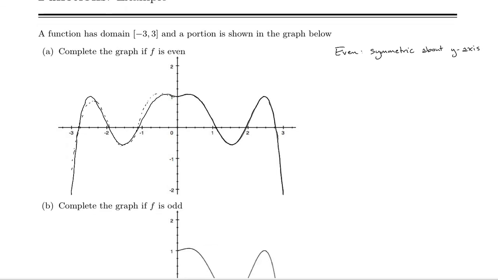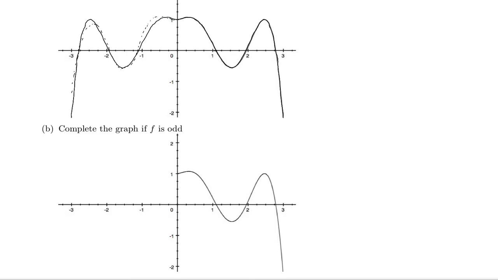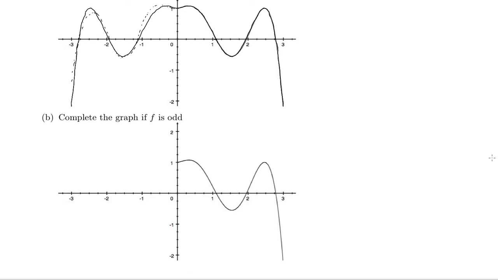All right. Now for part B, we want to complete it if the graph is odd. So odd is symmetric about the origin, which is a little bit harder to see. About the origin. Okay, so we're going to say each point we flip it across the origin. There's the origin right there at the center.